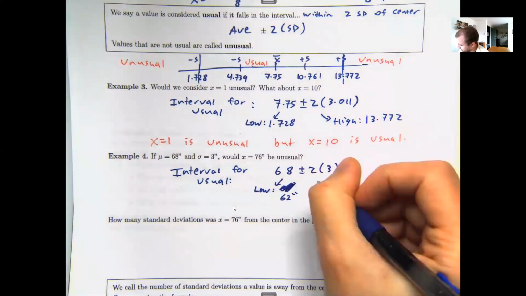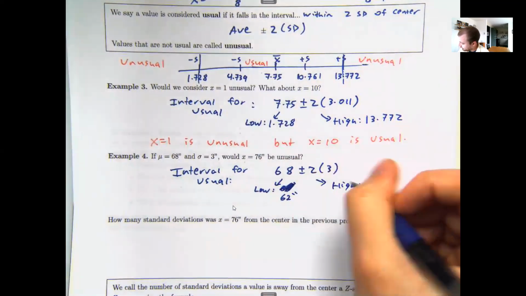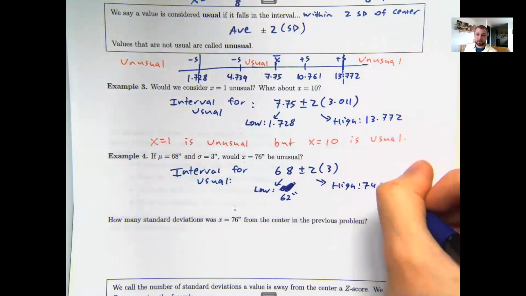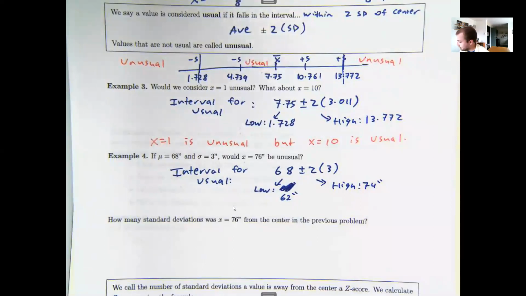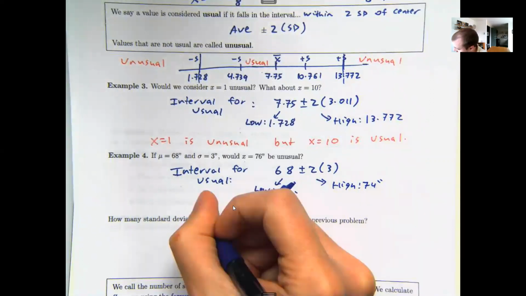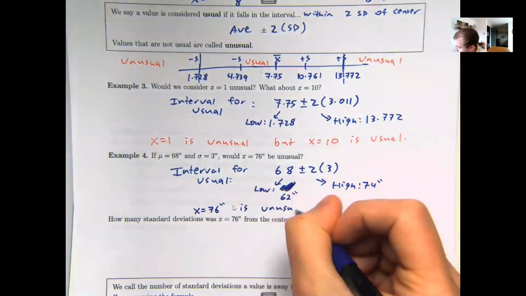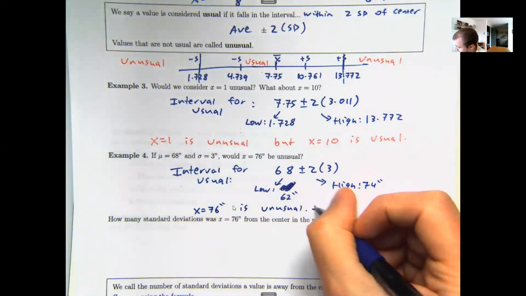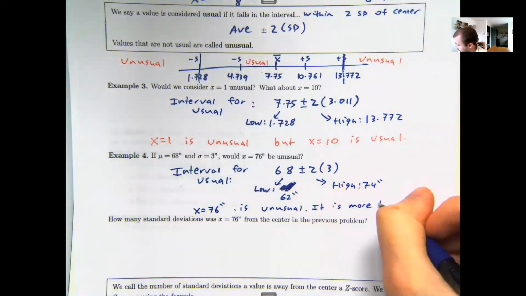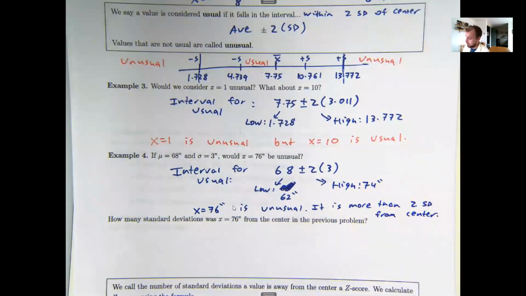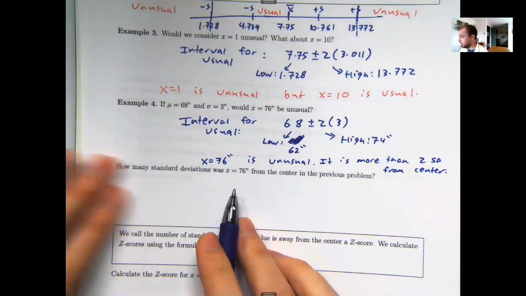And on the high end, I have 68 plus 6. I get 74 inches. So looking at 76, that is larger than the highest value. This is not inside of this interval. I would say x equals 76 inches is unusual. In particular, it is more than 2 standard deviations from the center. How many standard deviations away was it? Well, I don't know. I just know that it's more than 2.